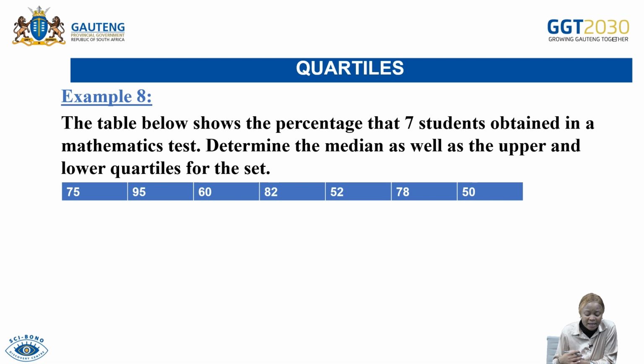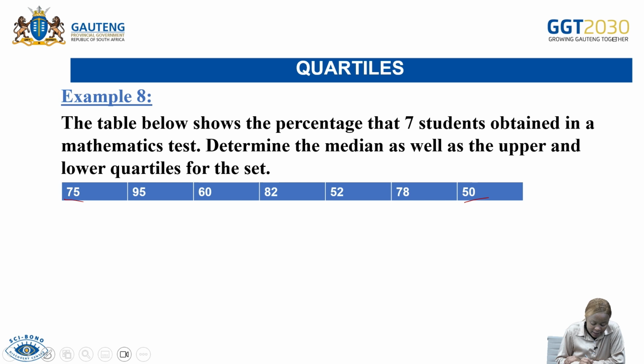Okay, so let's look at example number 8. It says the table below shows the percentage that 7 students obtained in a mathematics test. Determine the median as well as the upper and lower quartiles for the set. So let's check nicely. Is it arranged in ascending order? No, because I can see I have 75 and then I have a 50. So let's arrange our data in ascending order.